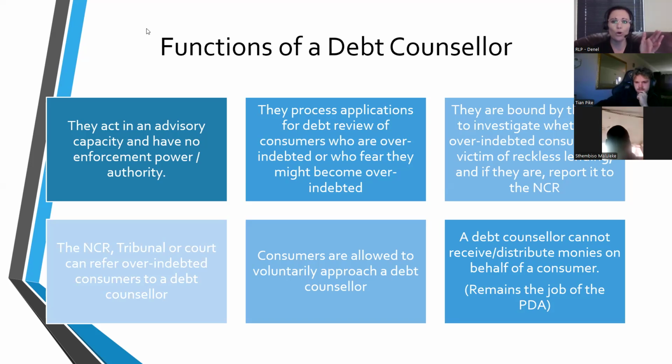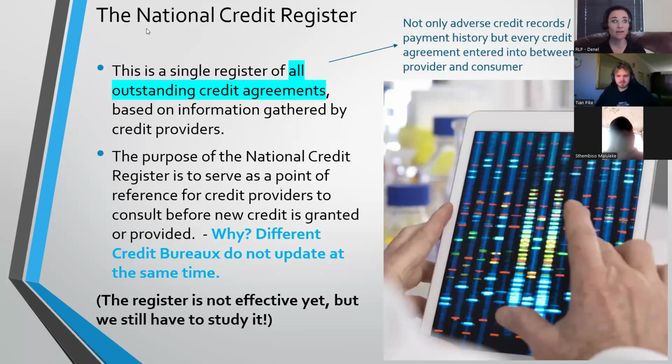Okay. And then the last thing is that a debt counselor cannot receive or distribute money on behalf of a consumer. Who is the party that receives the money and pays it over to the credit provider? The middleman. What's the name of the middleman? Come on, guys. Payment distribution agent. Perfect. That's the middleman. They only get the money from the consumer and pay it over to the relevant credit providers.